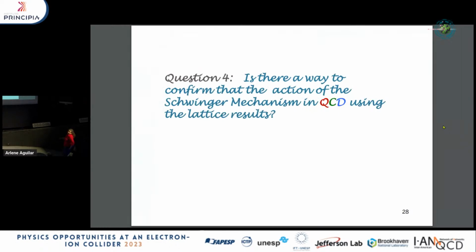And then comes the last question. Is there a way to confirm the action of the Schwinger mechanism in QCD using just lattice results?